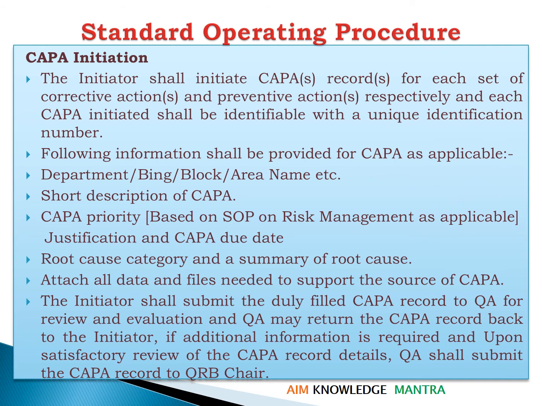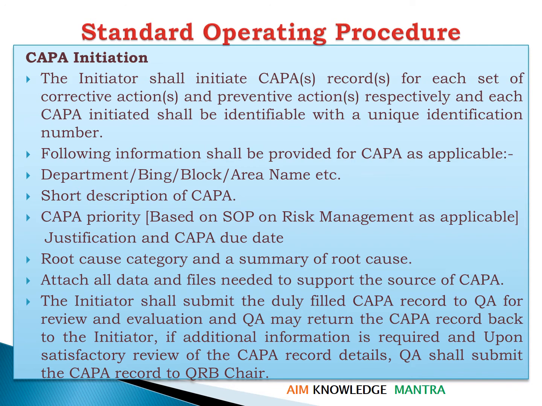CAPA Initiation. The initiator shall initiate CAPA records for each set of corrective actions and preventive actions respectively, and each CAPA initiated shall be identifiable with a unique identification number. Following information shall be provided for CAPA as applicable: department, block, area name etc. Short description of CAPA. CAPA priority, based on SOP on risk management as applicable. Justification and CAPA due date. Root cause category and a summary of root cause. Attach all data and files needed to support the source of CAPA.